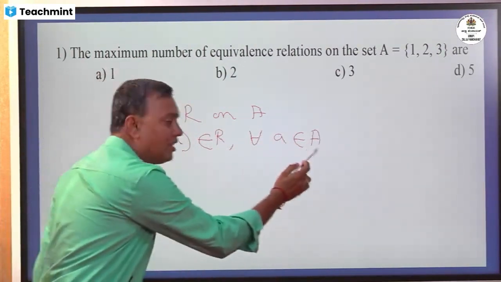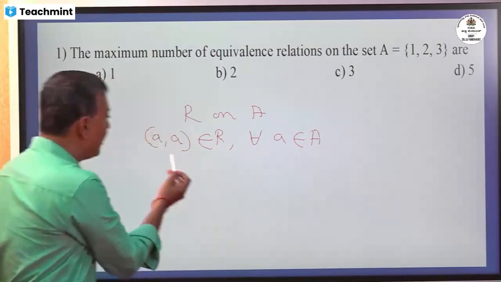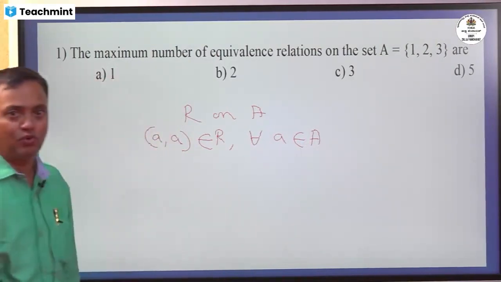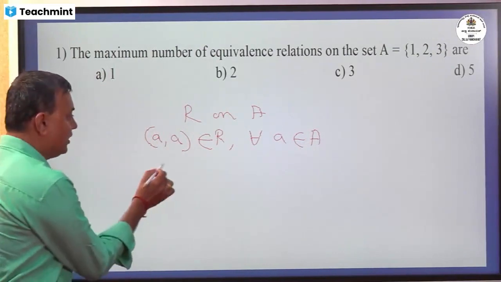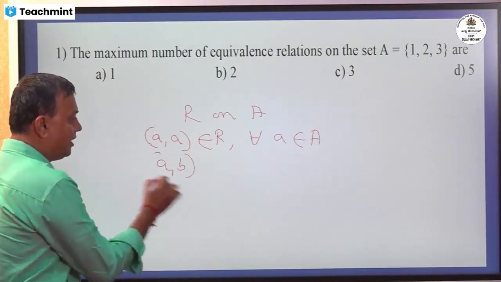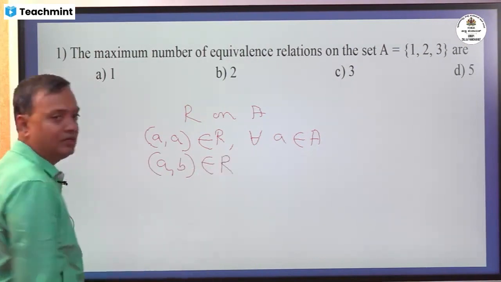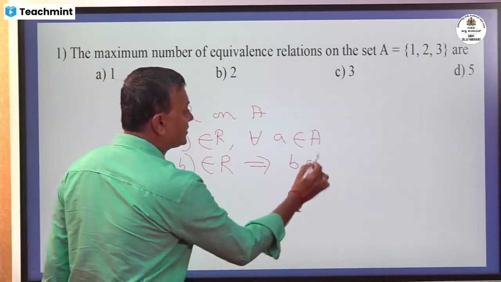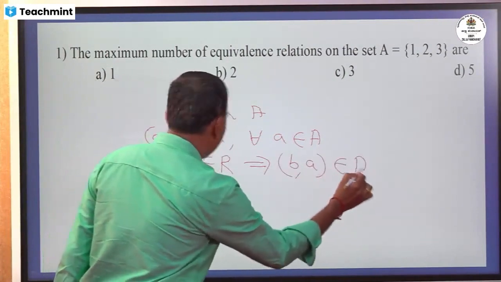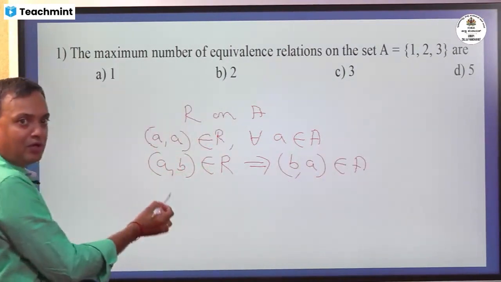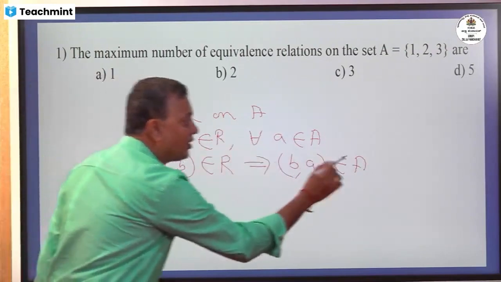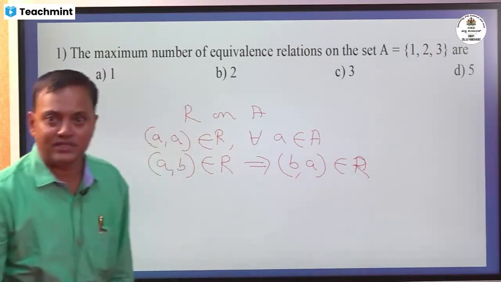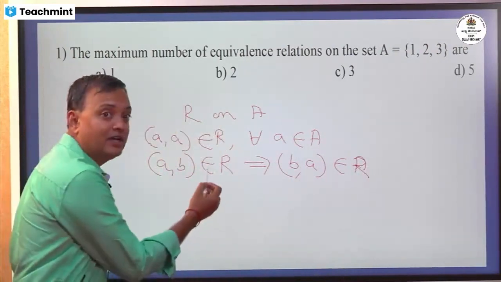So for every element in set A, the ordered pair (a, a) must be there. This is for reflexive. What is meant by symmetric? If ordered pair (a, b) is there in the relation, then (b, a) must occur. Correct? So if (a, b) belongs to R, then (b, a) belongs to R, for every a and b belongs to set A, then the relation is symmetric.